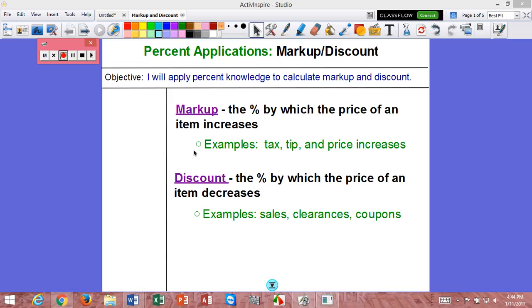So the opposite of that would be a discount. So that's going to be the percent by which the price of an item decreases. So we see discounts in stores when they have sales, any kind of coupon, any kind of clearance item, things like that. Those have been discounted. So a discount decreases the price of an item.